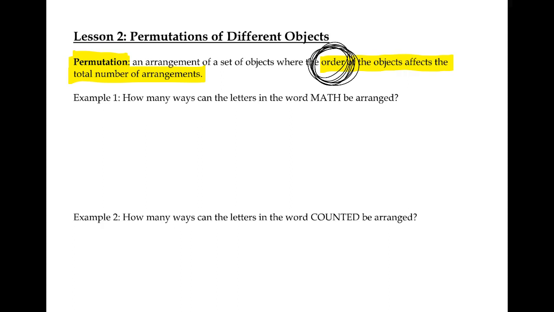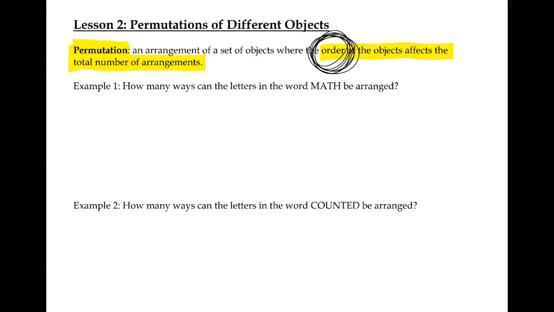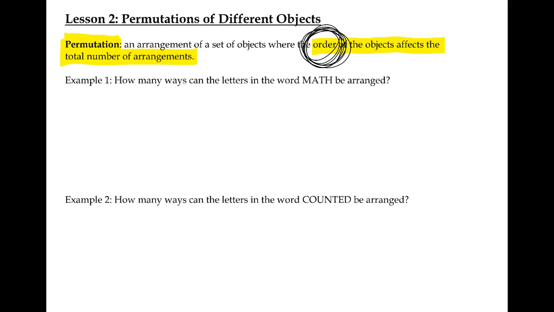Lock that away, because once we hit lesson 4, it becomes important that we make that distinguishing characteristic very obvious. So using what we learned in lesson 1, we can answer example 1 without this idea of permutations coming into play. But we see that it is a permutation because the order of letters that we are rearranging in this example, M-A-T-H, changes the number of options. We would never say that M-A-T-H is the same thing as A-H-M-T. Those are completely different things.